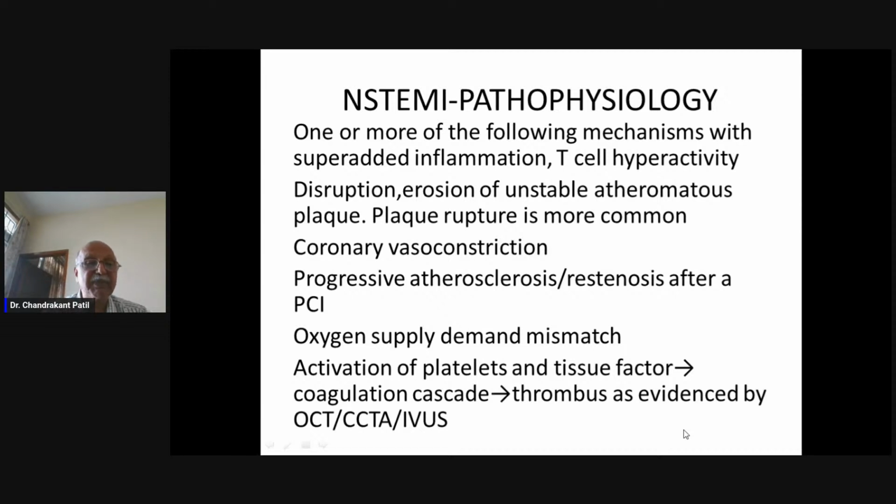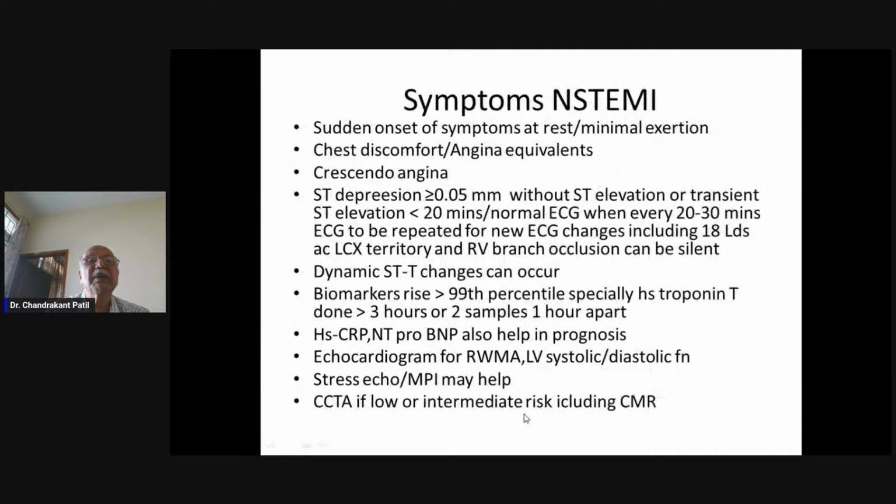And this can even be evidenced by OCT, optical coherence tomography, and also it can be visualized by CT angiogram or IVUS insertion. So the symptoms I have already described to you.